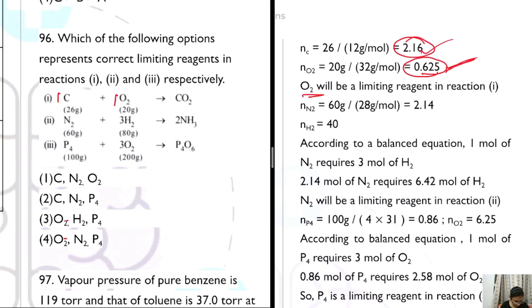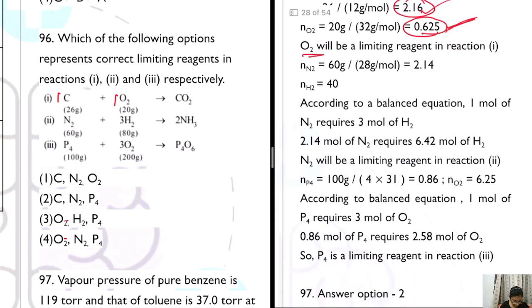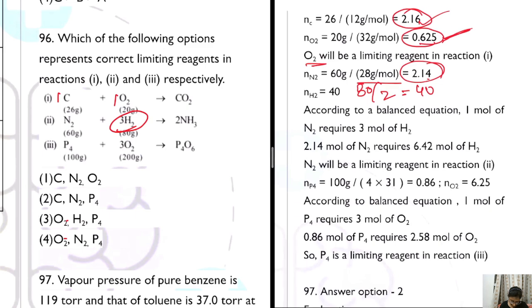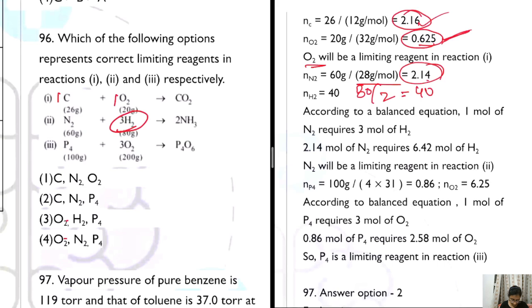Let's see the second option. N2 and 3H2. For N2, 60 by 28 will give us 2.14 moles. And for H2, 80 by 2 will give us 40. Now see, according to the balanced chemical equation, 1 N2, that is 2.14, will require 3H2, that is 3 into 40. Wait. That is, 2.14 mole of N2 requires 6.42 mole of H2. So N2 will be the limiting reagent here.